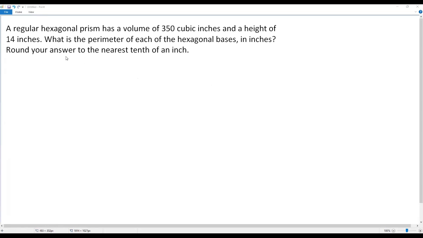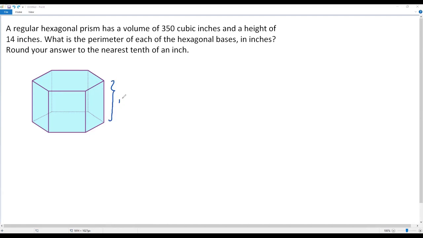Okay, first let me take a regular hexagonal prism. Here we have a regular hexagonal prism, and for this prism the height is 14 inches. Also we have the volume for this prism, that is 350 cubic inches. So volume equals 350 cubic inches, or inches cubed.